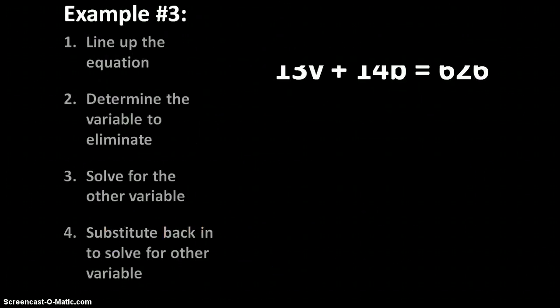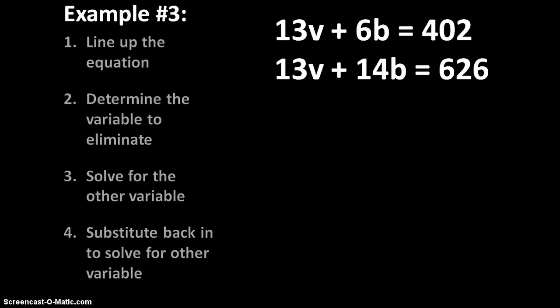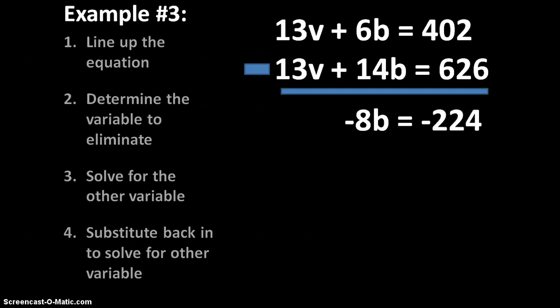So in order to do this, we're going to use the same steps we used before. Line up the equations, which is already done for us. Determine the variable to eliminate. Both of the v's have a 13 in front of them, so we're going to subtract these two because 13 minus 13 is 0. Again, we're going to subtract the rest of it as well, so 6 minus 14 is negative 8, and 402 minus 626 is negative 224. To get b by itself, we're going to divide by negative 8 on both sides, so we have a grand total of b equals 28.